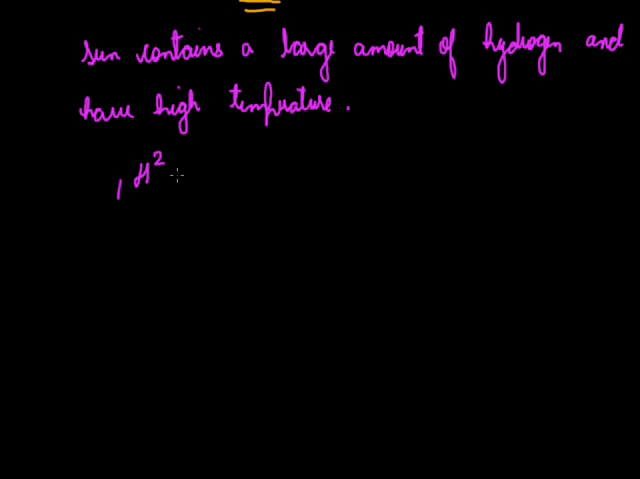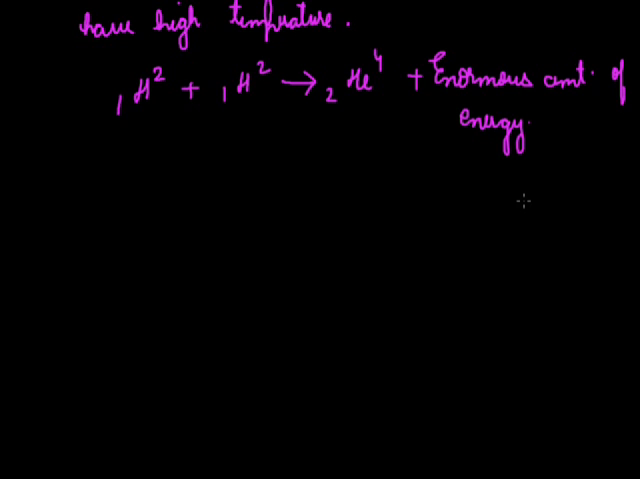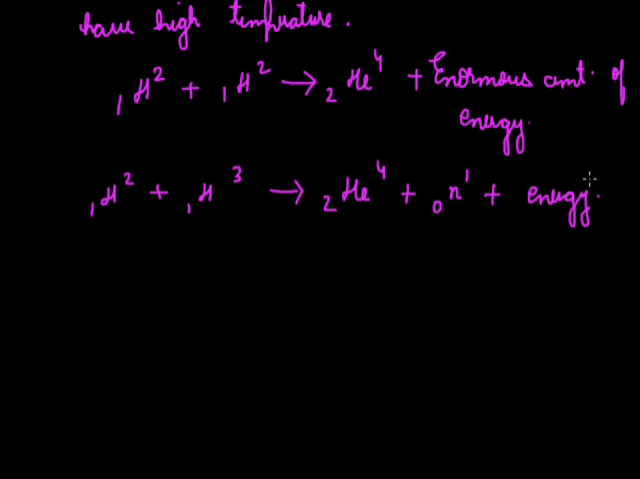As we have discussed, there is deuterium, and these again combine together to form helium with an enormous amount of energy. As we discussed, the sun also contains tritium. So again this heavy nucleus of hydrogen combines with tritium to form helium in the sun. But this time it also releases a neutron, again accompanied with a large amount of energy.